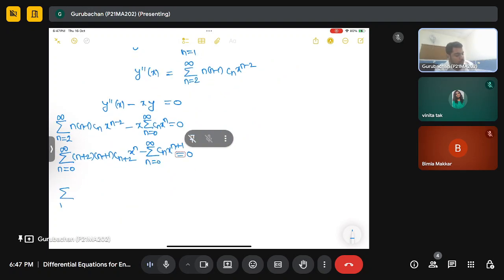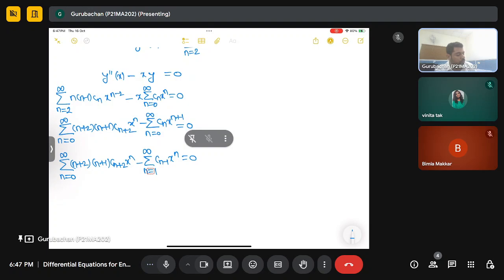So what we have to do is make the same power of x to the power n. So from here we will substitute n as n minus 1. So this will be the sum from 1 to infinity of c(n-1) x to the power n is 0. From here, if you observe, this series starts from x to the power 0 and this series starts from x to the power 1.